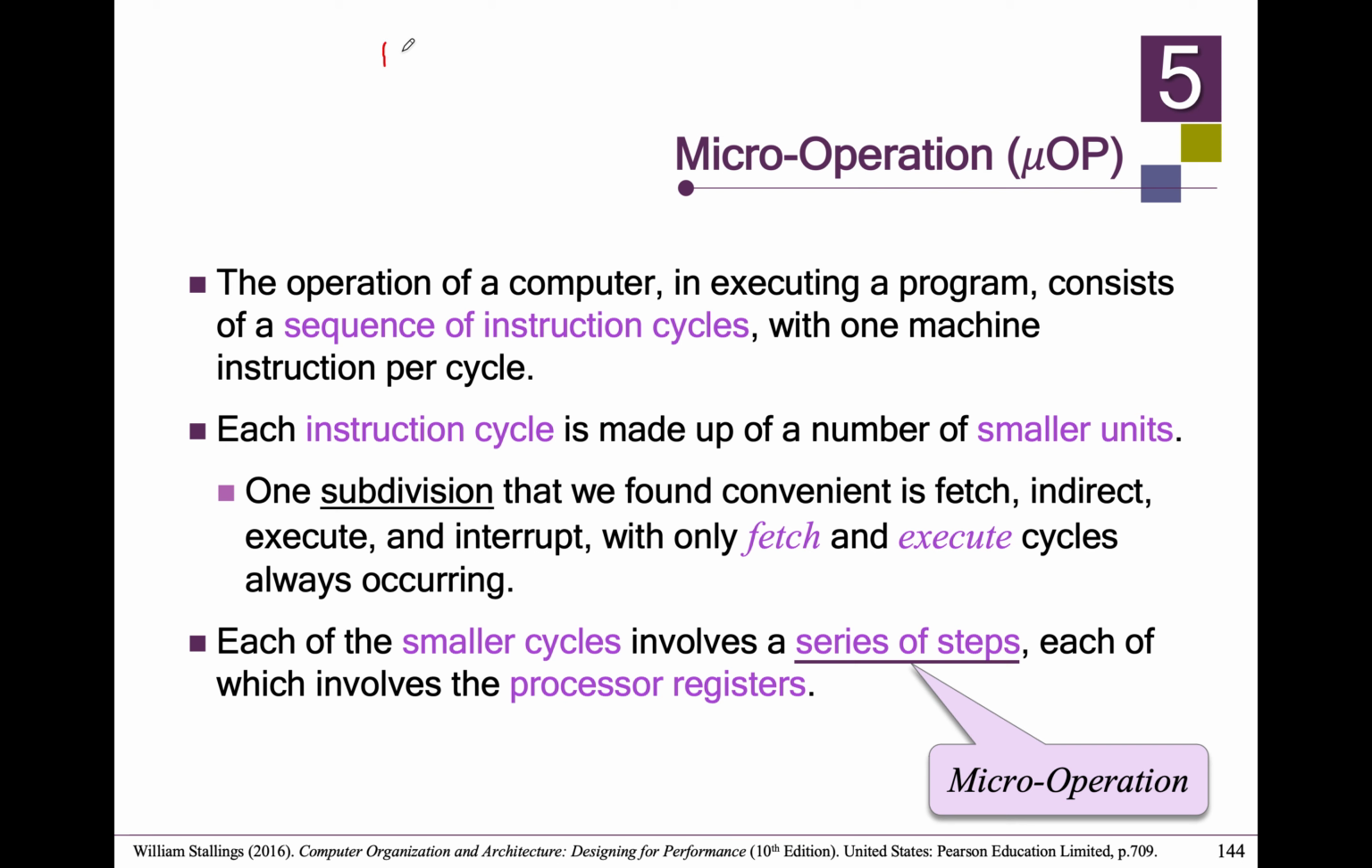Let's say you have one cycle. In one cycle, you can divide it into several smaller units: fetch, execute, interrupt, and indirect. And in each of these smaller units, you have a flow, which is a smaller cycle. Maybe you can draw it like this so you can see it clearly, but it is going to be in sequence.